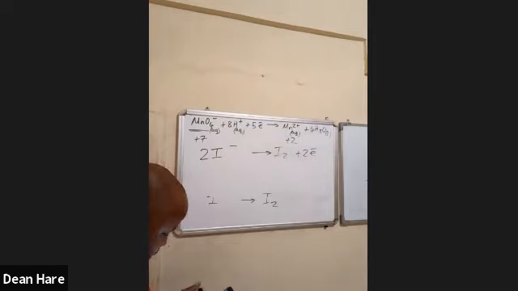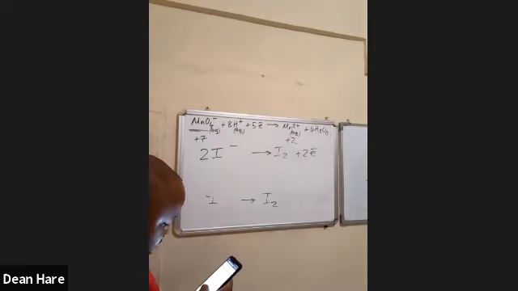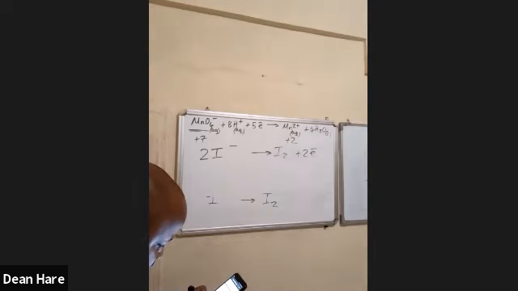So it says, given the iodide ions react according to this half equation, deduce the balanced equation for the redox reaction between these two. So let us do that quickly.